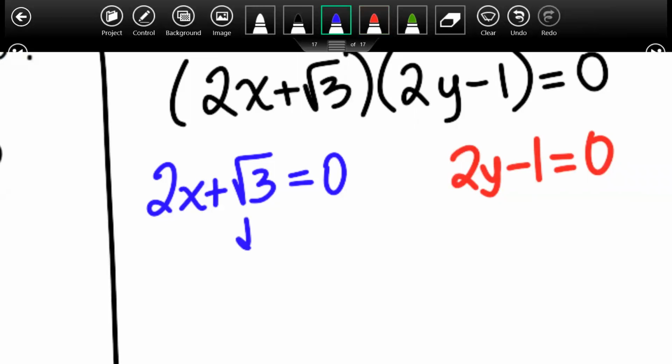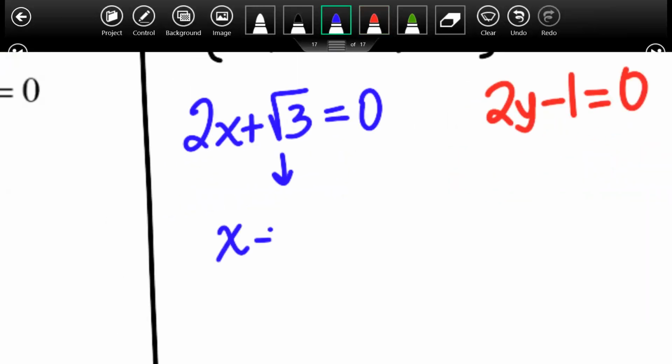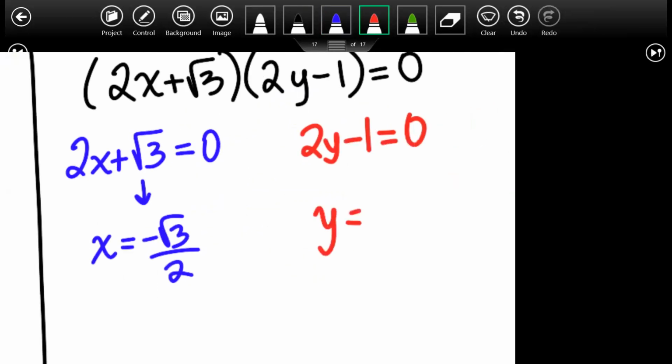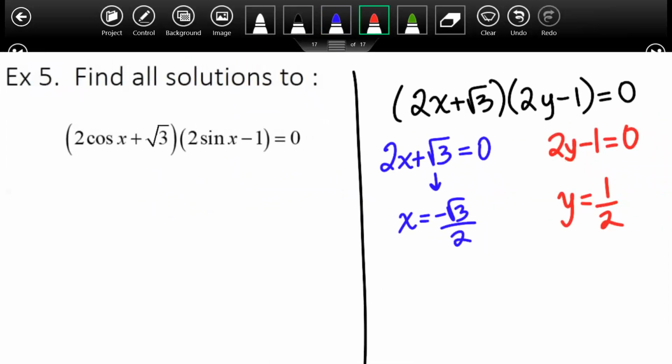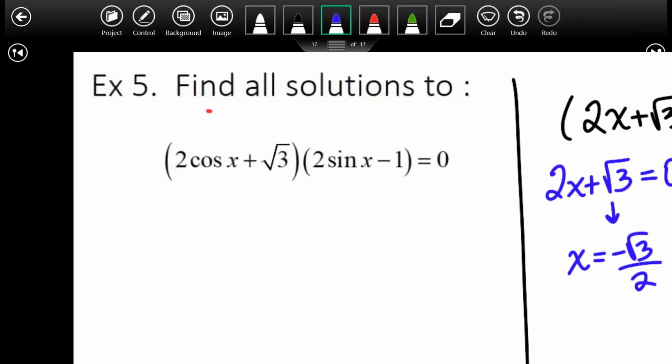If you were to solve the left-hand side, what would you get? Negative rad 3 over 2. And the other one would be what? 1/2. Okay. Consider the factors on the left-hand side as well. These are no different: we have two factors using the variables cosine and sine. Because these are two factors, we can use the zero product property to identify what the zeros are for this. So we're going to set this equal to 0. These are just factors, right? Set that equal to 0.